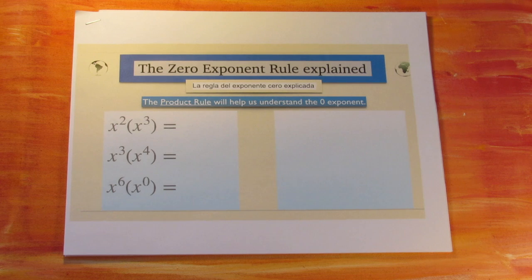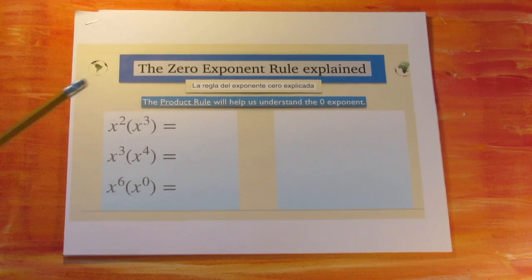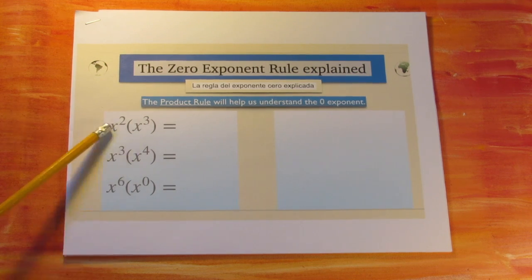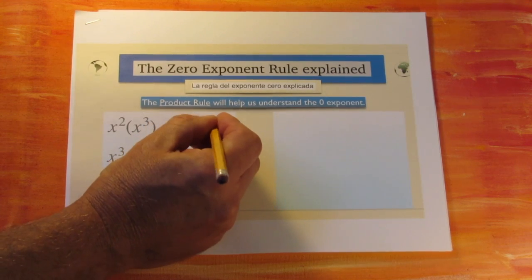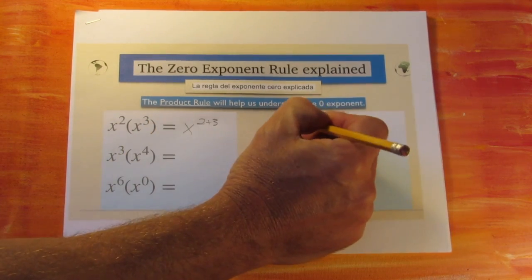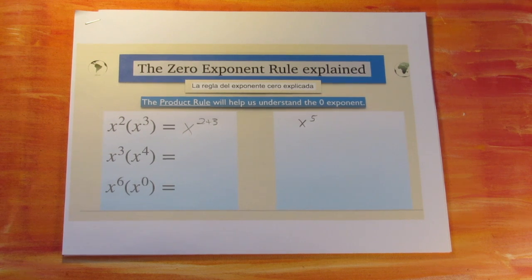Okay, ladies and gentlemen, let's talk about the zero exponent rule today. Let's start with the product rule, so that will help us really understand that, I believe. If we remember back to our product rule, we get to add the exponents together when the bases are the same. So x squared times x to the third power would be x to the 2 plus 3, which of course is x to the fifth power. Again, you just add those exponents when the bases are the same.